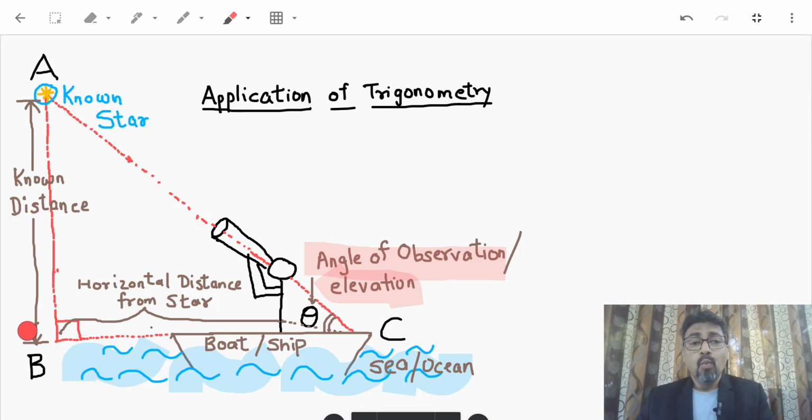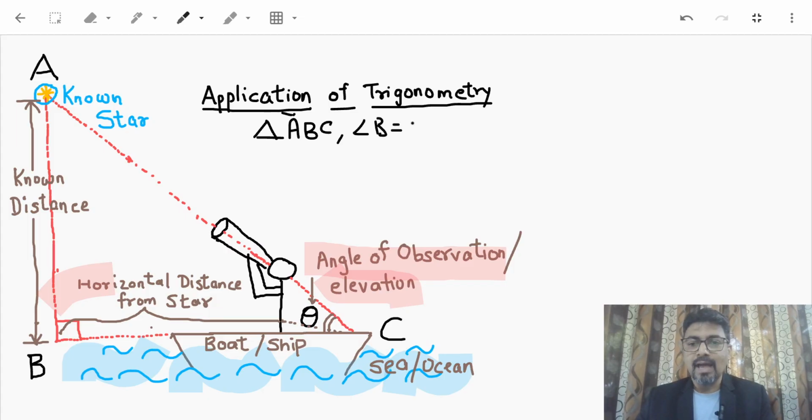Now, with the known distance and angle of observation, understand what we know here. We have the known angle and the known distance. What we form here is a right angle triangle. The vertical distance from the star and the horizontal distance along the surface of the earth or the sea make a right angle, with angle B as 90 degrees.